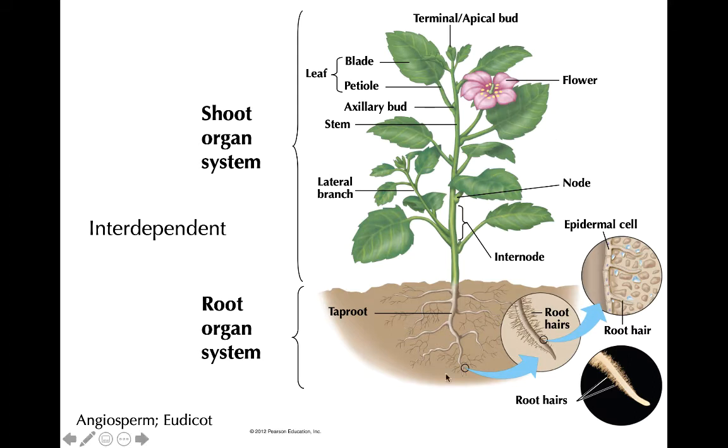So there's all kinds of labels on here. You just want to know this. It's pretty straightforward, and we'll look at them as we go through each of the organs. But here are the three main organs: the leaf organ, the stem organ, and then the root organ here.